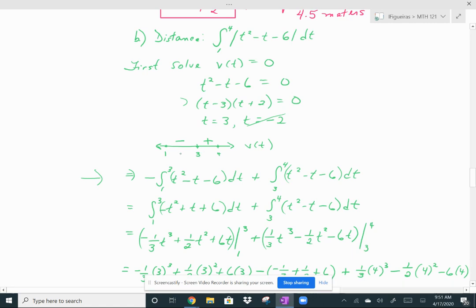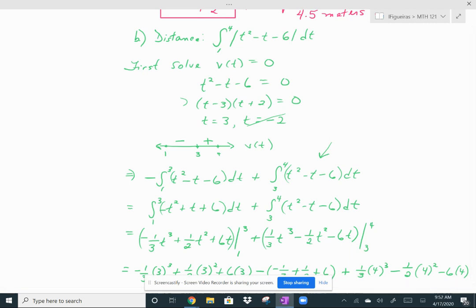So to the left of 3, between 1 and 3, the absolute value function would change it to positive, which is the same thing that putting a minus in front of the function will allow us to do. So we've now rewritten our absolute value function in a different way as the negative of t squared minus t minus 6, and that negative belongs to all three terms. And then from 3 to 4, it's positive, so you can go ahead and drop the absolute value and integrate it from 3 to 4, t squared minus t minus 6 dt.